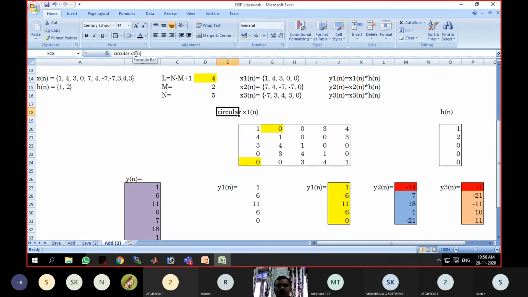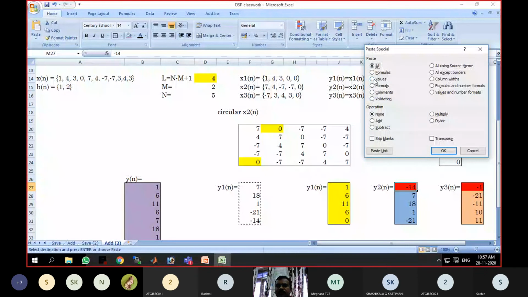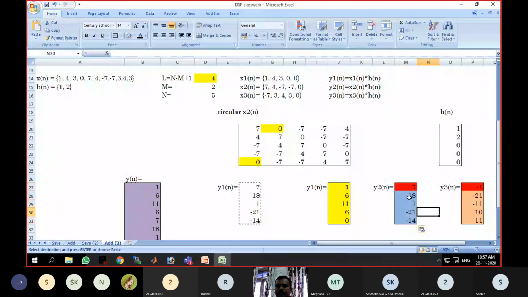Similarly, y2. How to get y2? It is the creation of circular matrix x2. So how to create it: 7, 4, minus 7, minus 7, and 0. So the last element is always 0. So perform the matrix multiplication of the x2 matrix with the h matrix. So the answer is 7, 18, 1, minus 21, and minus 14. So this is the answer.